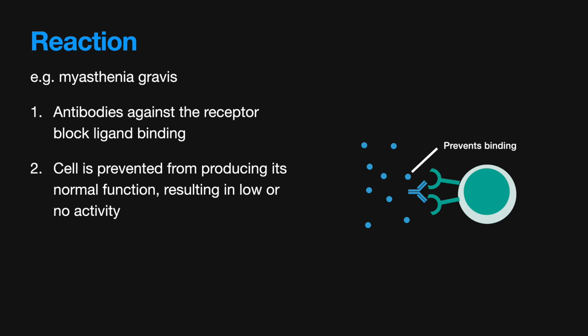For diseases like myasthenia gravis, antibodies against the receptor block binding of the normal ligands. Therefore, the cell is prevented from activating its normal functions, resulting in low or no activity of that cell.